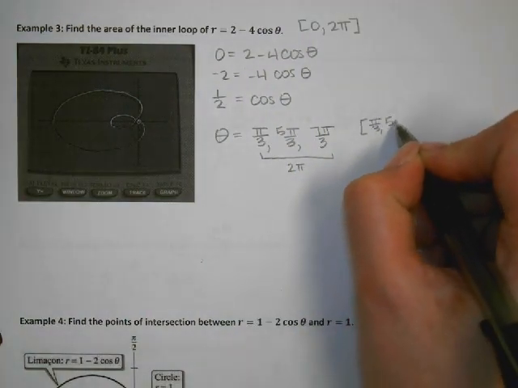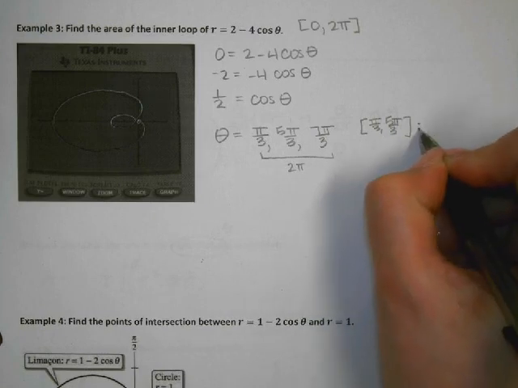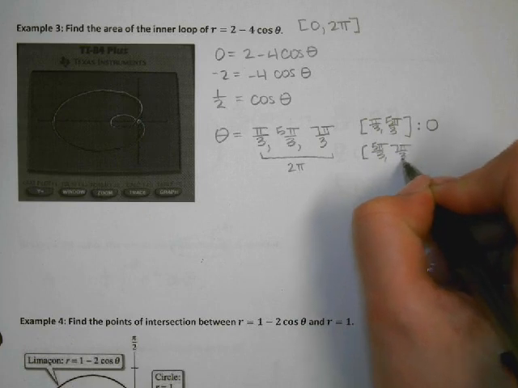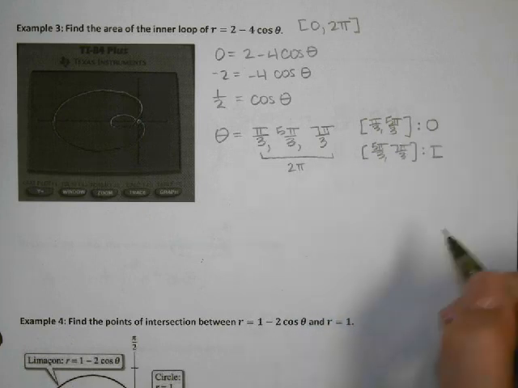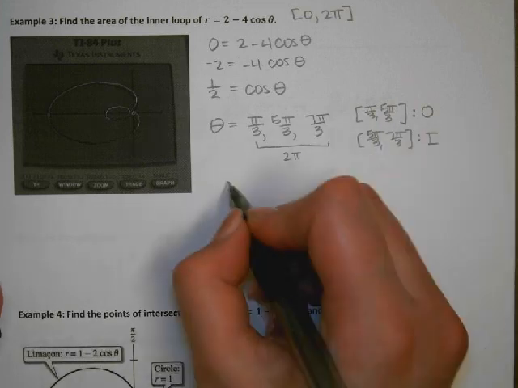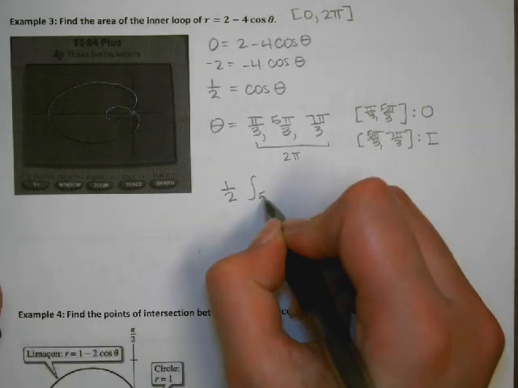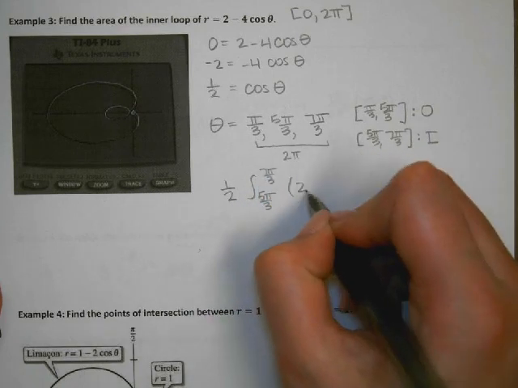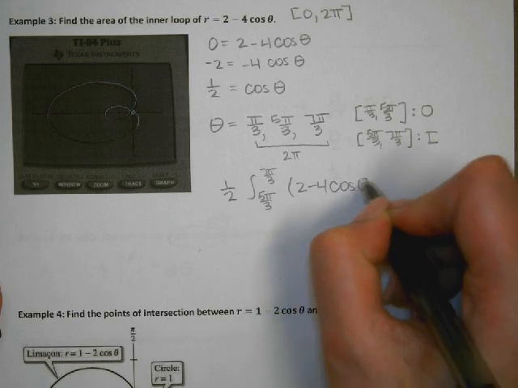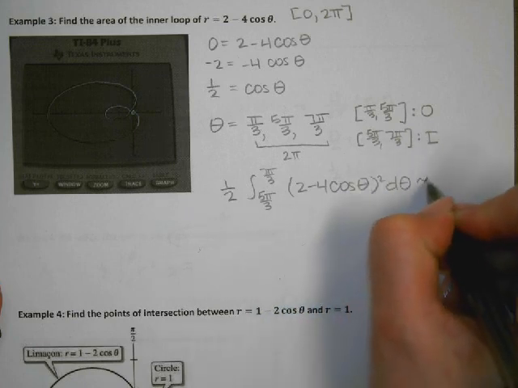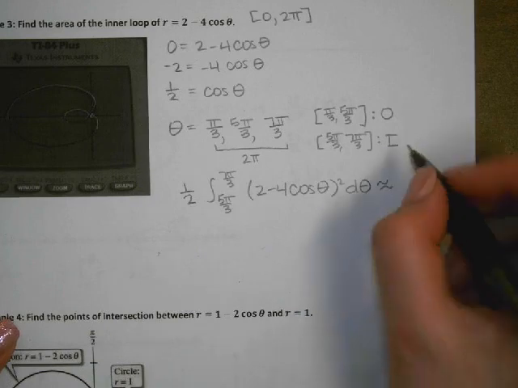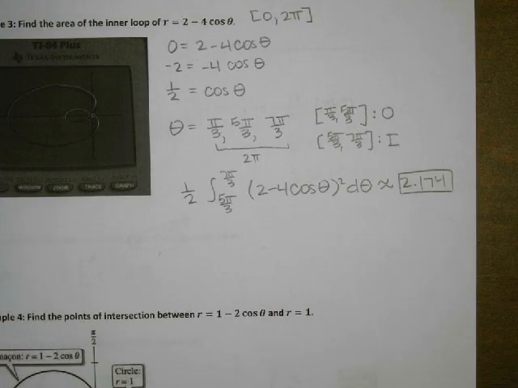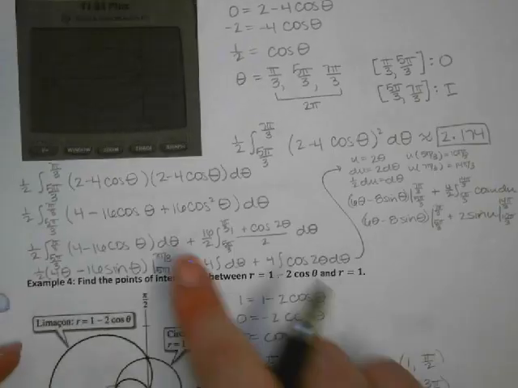Okay, and we're going to go ahead and write that down. Pi thirds to 5 pi thirds is the outer loop. 5 pi thirds to 7 pi thirds is the inner loop. And so to find the area for this, we're going to do 1/2, integral from 5 pi thirds to 7 pi thirds of (2 minus 4 cos theta) squared d theta. Again, I'd encourage you to plug it in yourself. It's 2.174.